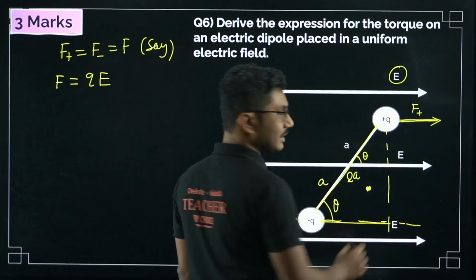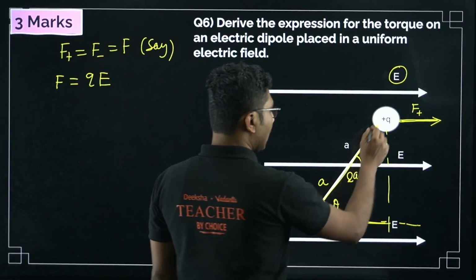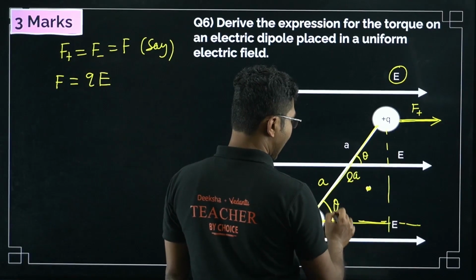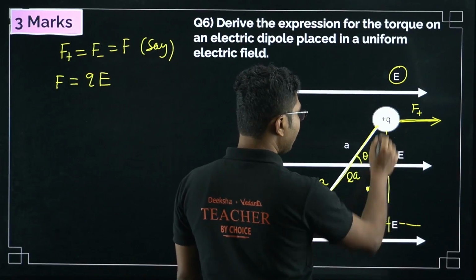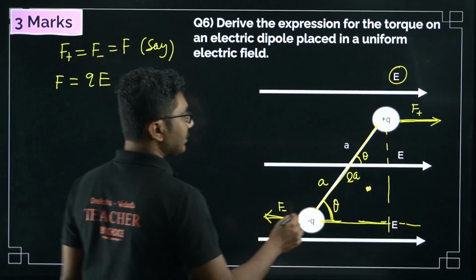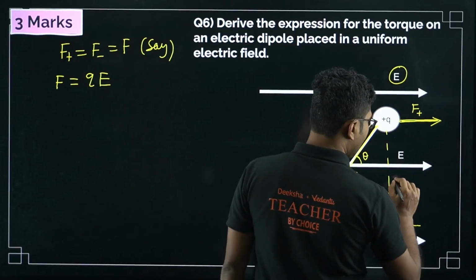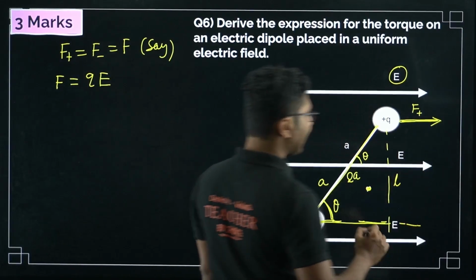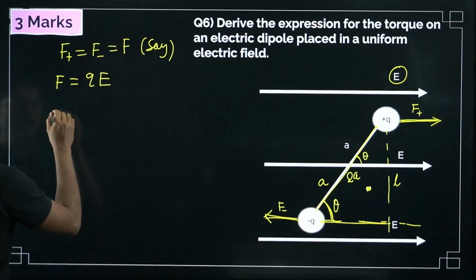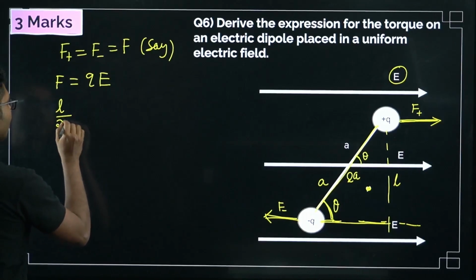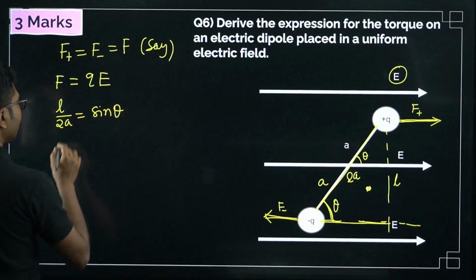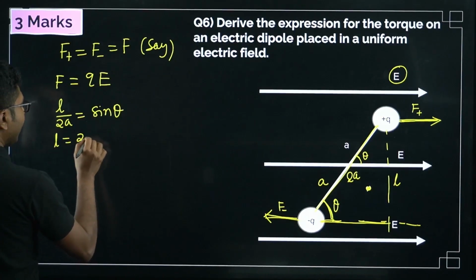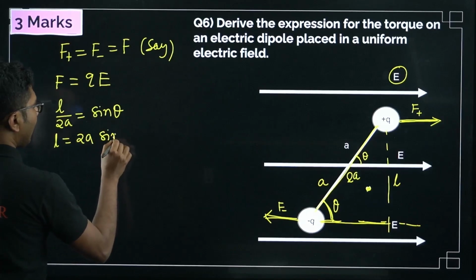Then what is this distance? With respect to this angle, this is the perpendicular. So perpendicular by hypotenuse. Say this perpendicular is the distance L. Perpendicular by hypotenuse, that is L by 2A, is sine theta. So L equals 2A sine theta.